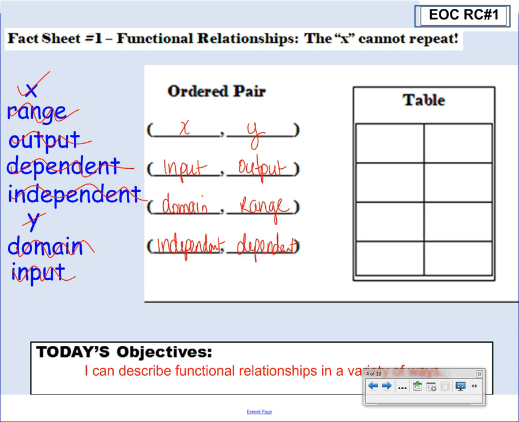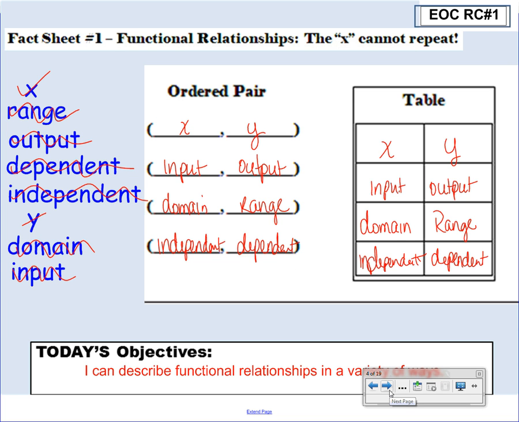So we have an ordered pair, and then we copy it right on over to the table. So x, y, input, output, domain and range. It is a lot of copying, and you're writing the same thing over and over again. Independent and dependent. So yet another way that we can see a relationship between two numbers.